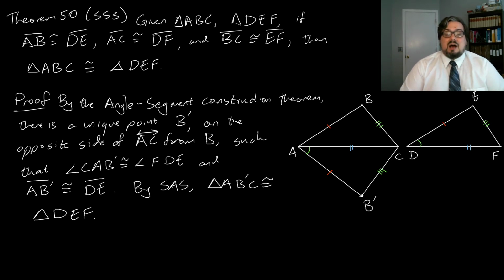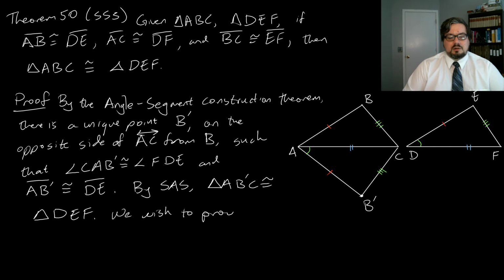What we're going to do now basically is prove that the triangle ABC is congruent to the triangle AB prime C, which, as it turns out, will be enough to prove congruence of the two triangles. Congruence of triangles is, in fact, an equivalence relation, as all of our congruences are, and so that will be good enough. So we wish to prove that triangle ABC is congruent to triangle AB prime C.